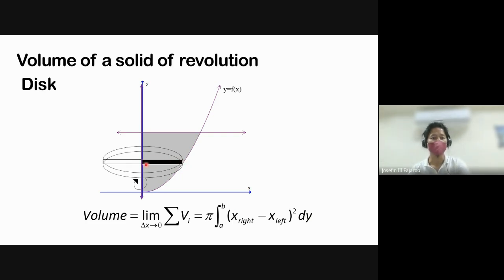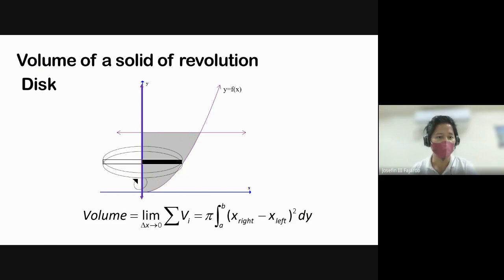And then this x right minus x left is the length of this element of area. Notice, this one is applicable if we will be creating a disk. In other words, yung ating axis is also a boundary to your bounded region. Okay, mapapansin nyo si y-axis ay boundary ng ating bounded region.